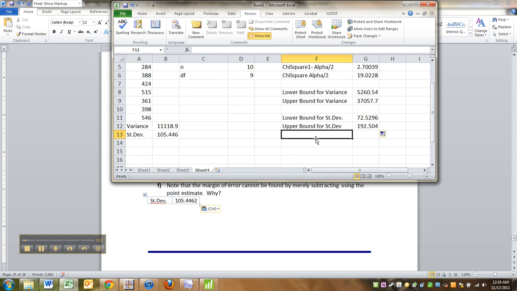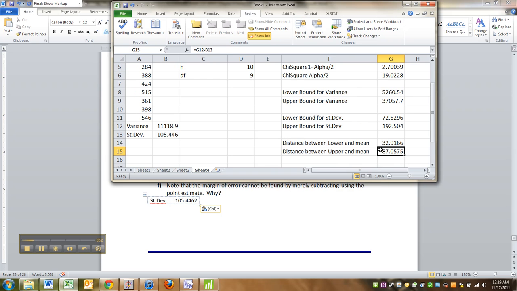So what's the lower distance? Let's find the difference between 105, take away that lower bound. It's that 32, right? Now what's 192, take away this? Larger, right? So this is between lower and mean, and this is the distance between upper bound and mean. Notice they're not the same. That's what I'm talking about when I'm saying, hey, the margin of error is not consistent. It doesn't work the way the other ones did.